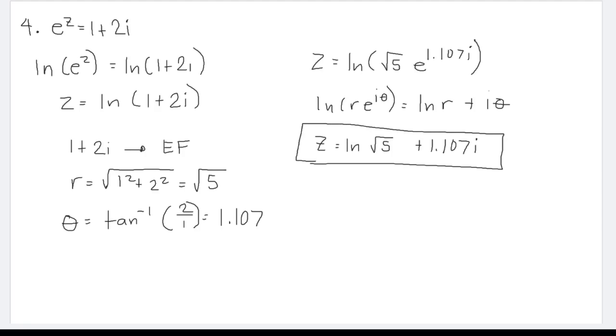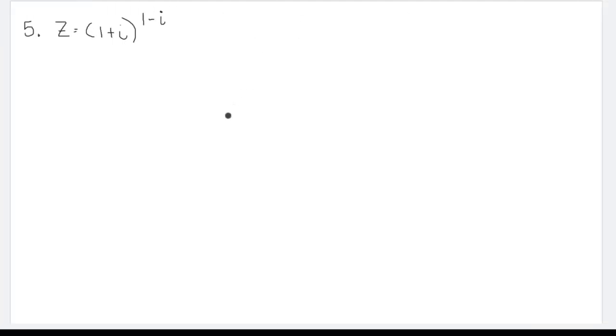So for our example 5, the last example, we have c equals 1 plus i raised to 1 minus i. So we cannot raise this into another complex number. So what we will do here is take the natural logarithm of both sides first. So ln c is ln of 1 plus i raised to 1 minus i. So why do we take the ln? So that our exponent can move down.